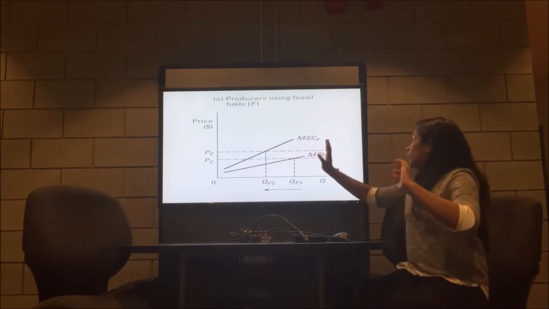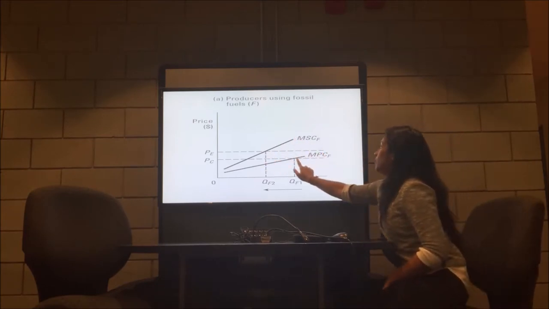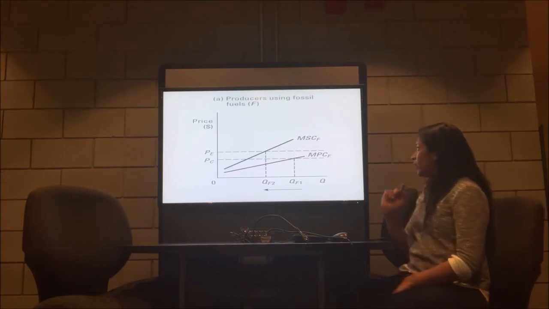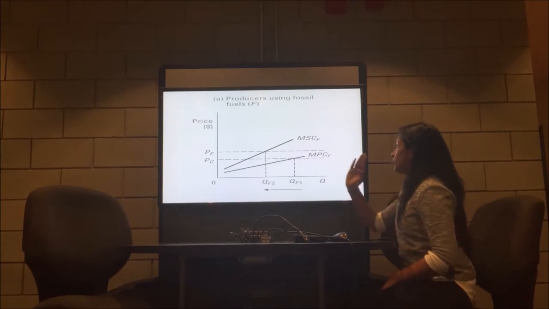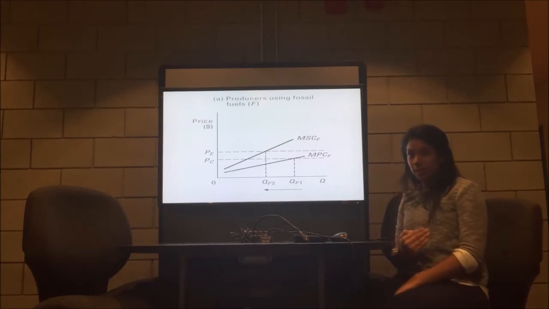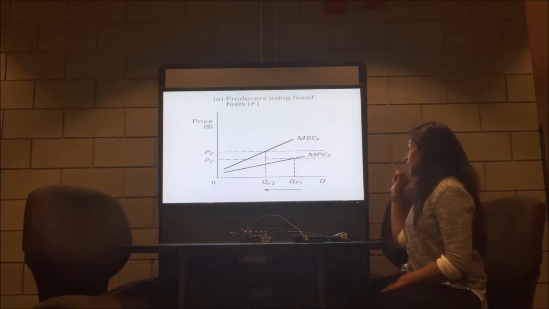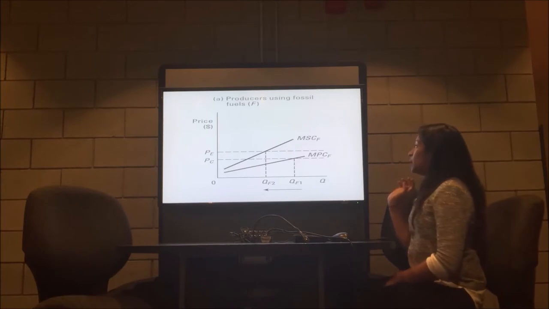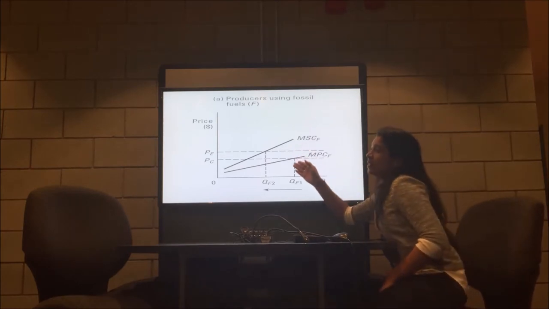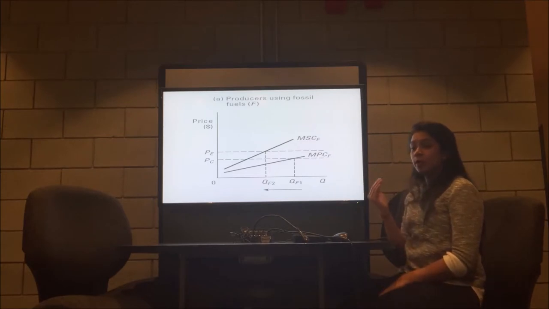This curve right here is the marginal social cost, and this curve here is the marginal private cost. The vertical distance between marginal private cost and marginal social cost is known as externalities. So basically, marginal social cost is the sum of marginal private cost plus externalities. Externalities are all the negative costs related to property or health.